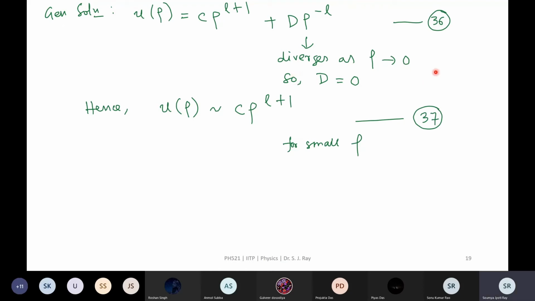So that is not a physical solution. Okay. Yes, sir. Which means that this particular term should not be there. And how will you ensure this? By putting the coefficient to 0. Okay. Yes, sir.